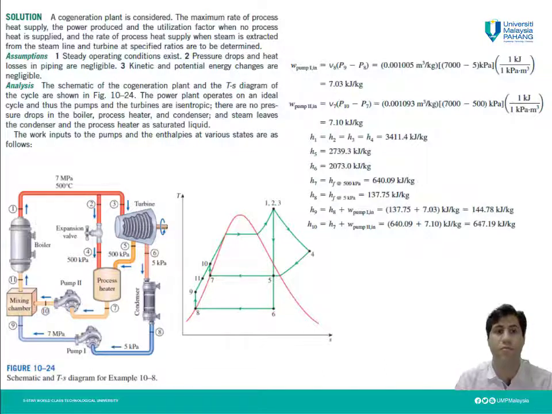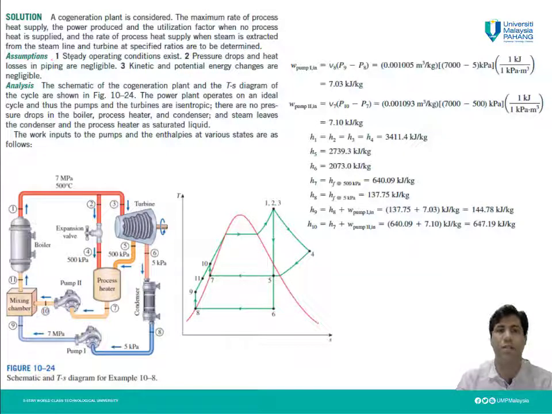The maximum rate of the process heat supply, power produced, and the utilization factor when no process heat is supplied, and also the rate of process heat supply when steam is extracted from the steam line and turbine at the specified ratios, are to be determined. This is according to the question which we should find for this cogeneration plant. First, let's see what should be our assumption.